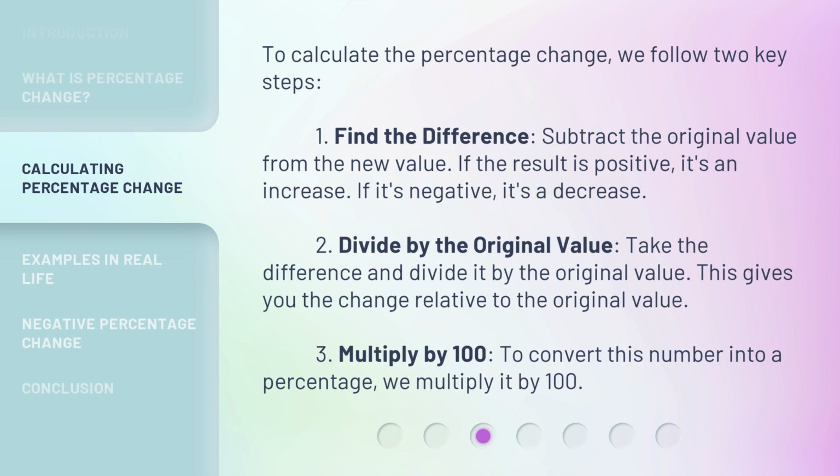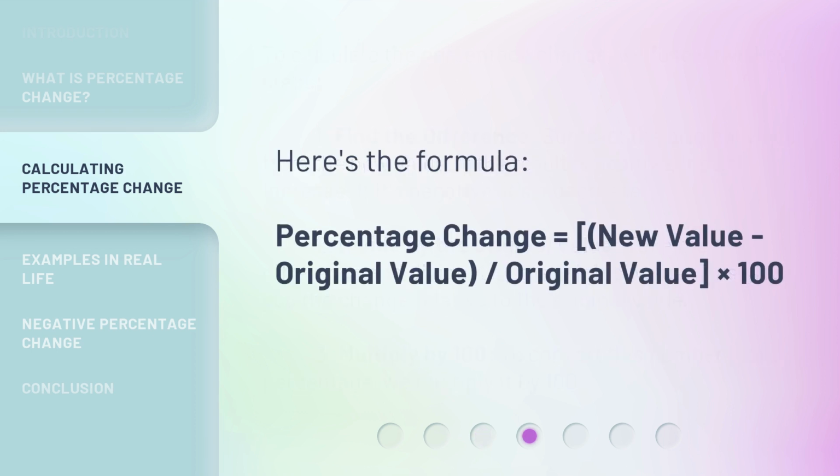3. Multiply by 100. To convert this number into a percentage, we multiply it by 100. Here's the formula. Percentage change equals (new value minus original value) divided by original value, times 100.